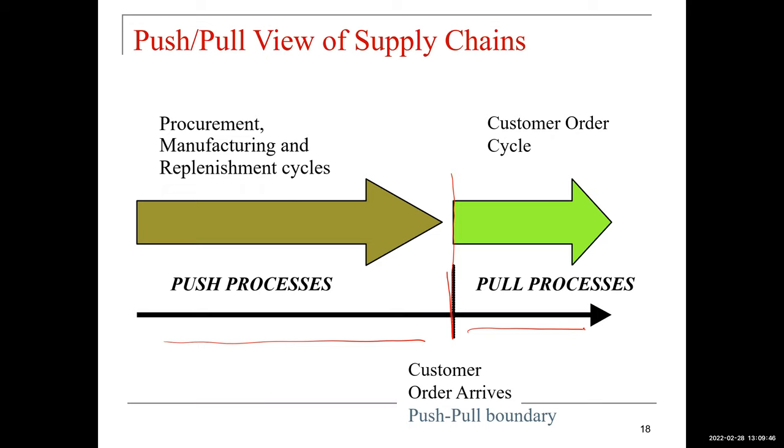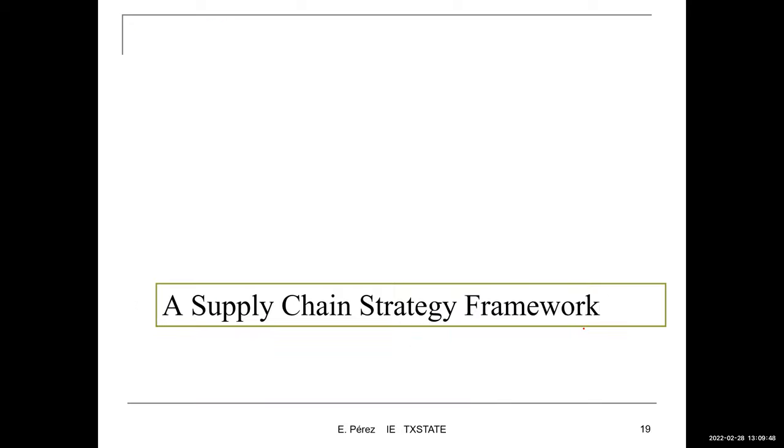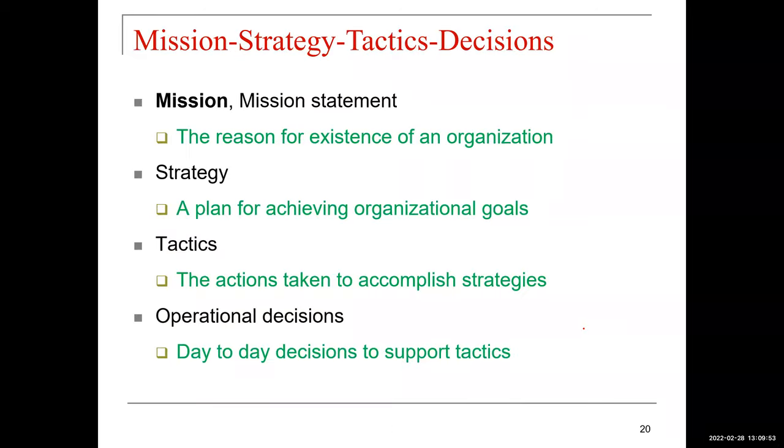Any other questions? Good. So, a supply chain strategy framework. We have a mission, strategy, tactics, and decisions. Mission is the reason for the existence of an organization. Strategy is a plan for achieving organization goals. Tactics are the actions taken to accomplish the strategies, and the operational decisions are the ones we are mostly involved with, the day-to-day decisions to support these tactics.